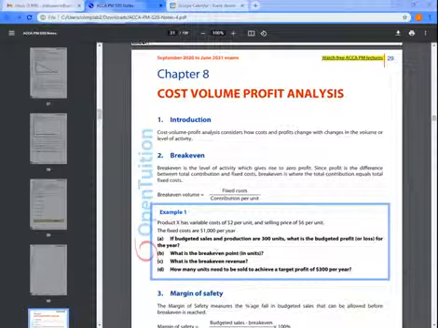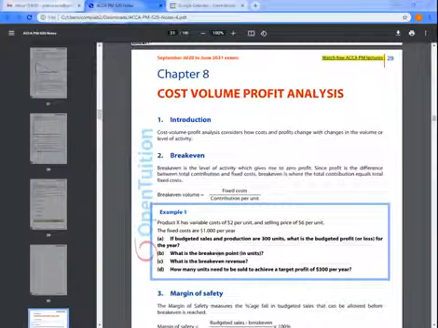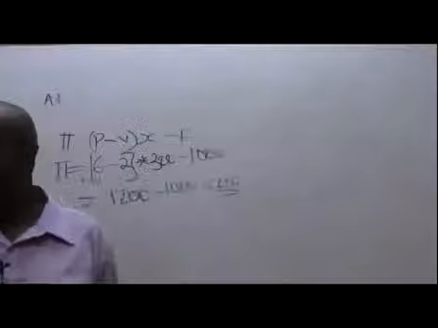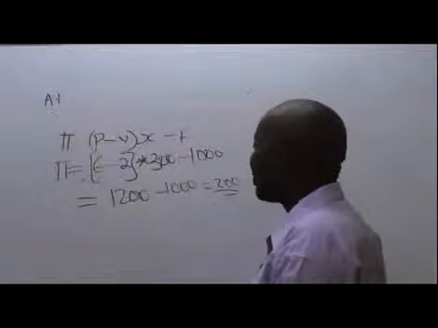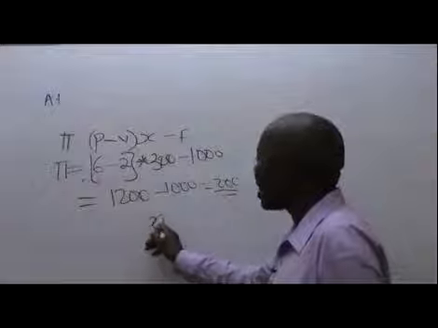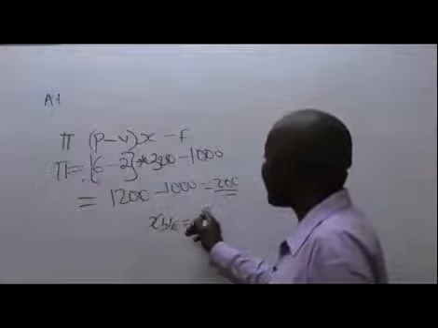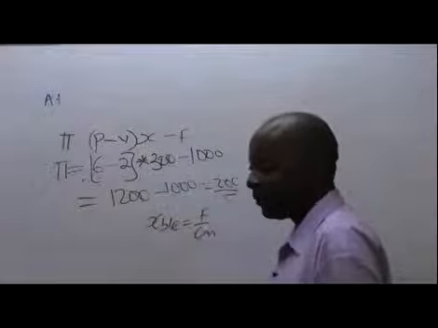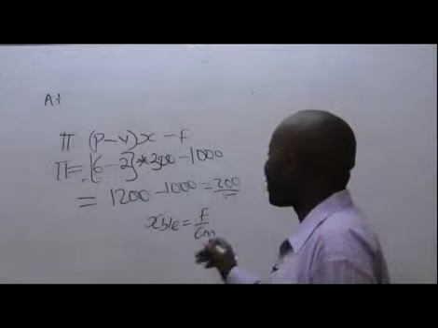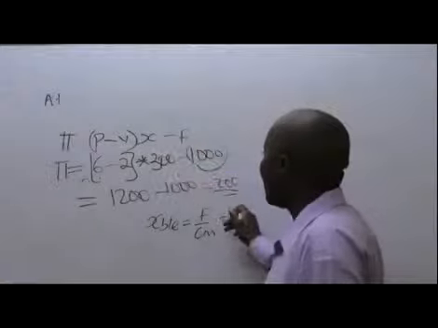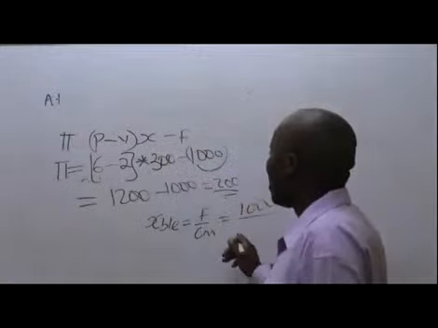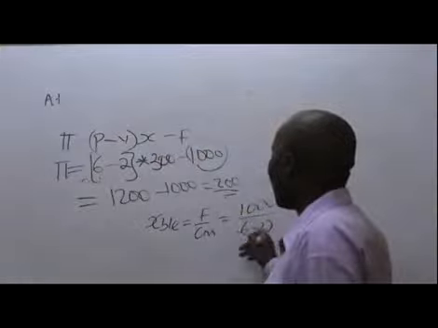Now look at part B. Part B, they want us to give them the break-even point in units. So how do we get the break-even point in units? Very simple. To get the break-even point in units XBE, we normally take fixed cost over contribution margin. The fixed cost, ladies and gentlemen, that we have here is 1,000. Contribution margin is 6 minus 2.